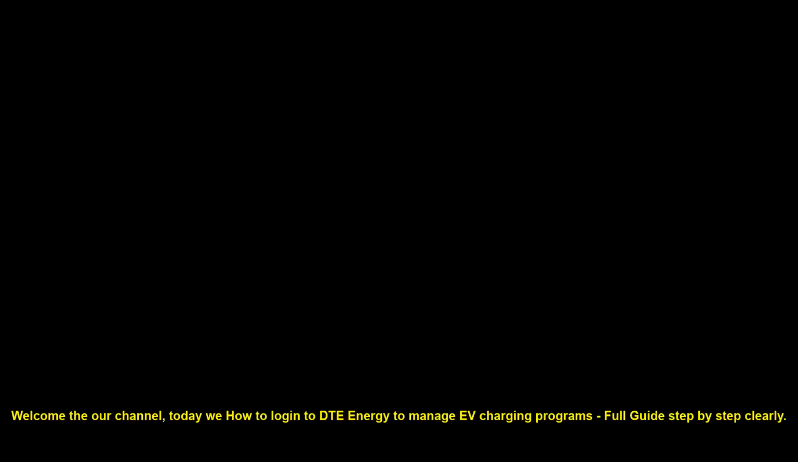by step, clearly. To start the login process for DTE Energy, open your web browser. In the address bar, type in www.dteenergy.com and hit enter. Once the home page loads, locate the login button at the top right corner of the page. Click on the login button to proceed.